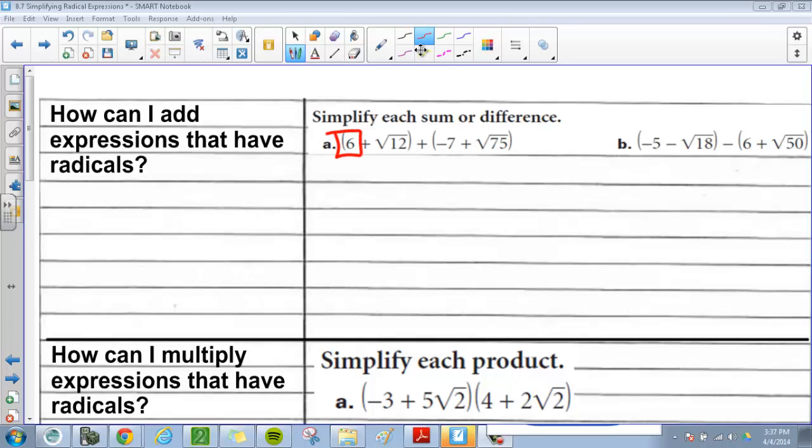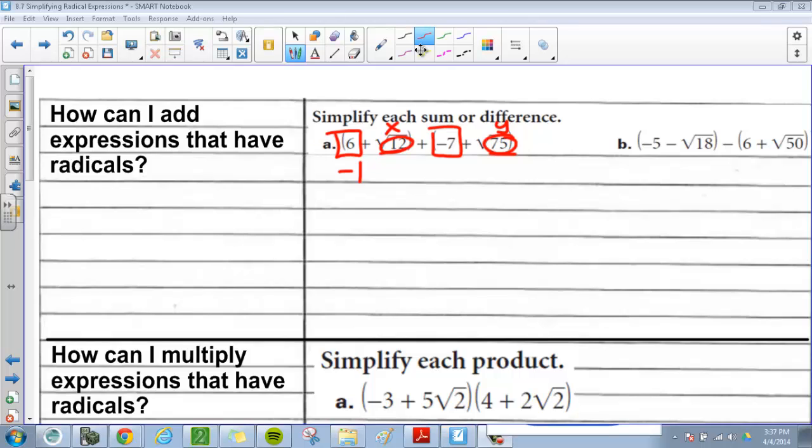First we're going to add this and this together. Well, 6 plus negative 7 is negative 1, okay? And now we're going to add this and this together. Well, we can't, because what's under the radical isn't the same, okay? It's almost like this is an x and this is a y. You can't do it. But maybe if you simplify it, they will have the same thing under the radical.